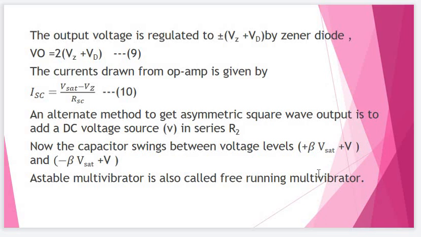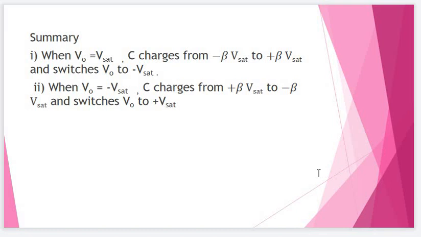An alternate method to get asymmetric square wave output is to add a DC voltage source in series with resistance R2. Now the capacitor swings between the voltage levels plus beta V saturation plus V and minus beta V saturation plus V. Astable multivibrator is also called free running multivibrator.